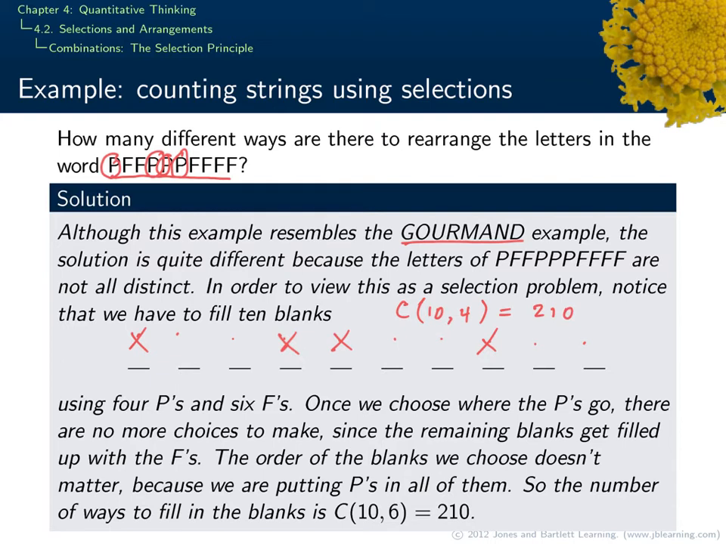Now, if you read a little bit further down this slide, they're telling you that the answer is C(10,6). And it turns out that C(10,6) should also give you the right answer, because you might simply select the locations to put the F's. So there are 6 F's, hence we would have to choose 6 locations. And luckily for us, C(10,6) and C(10,4) give us the very same number, namely 210.